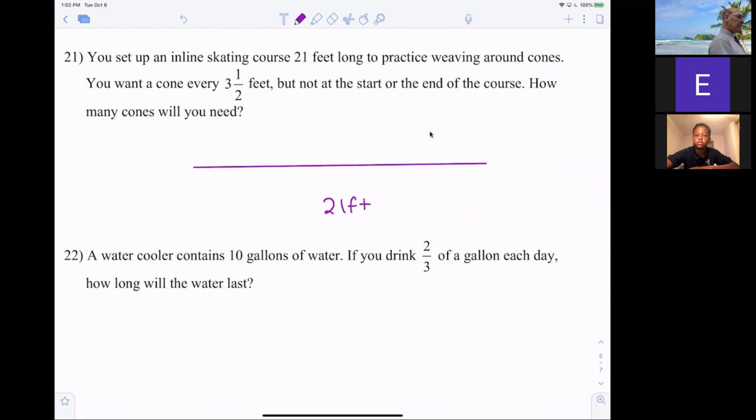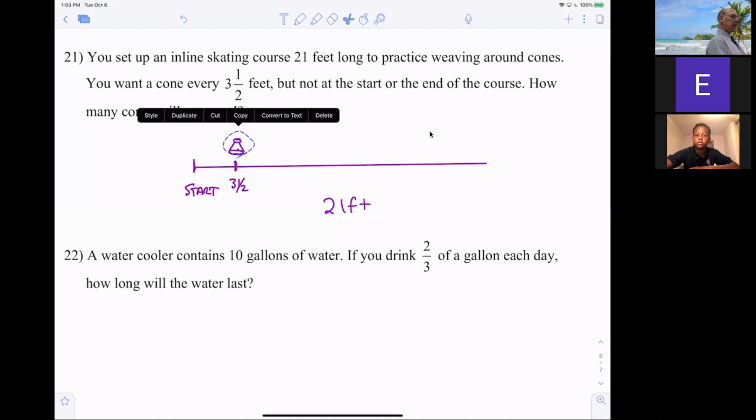All right, this is the start right here. Am I putting up a cone at the start? No. Then I measure out what? 3.5 feet. And then I'm putting a cone out. So we put a cone right there. Now, the next thing, I got 6.